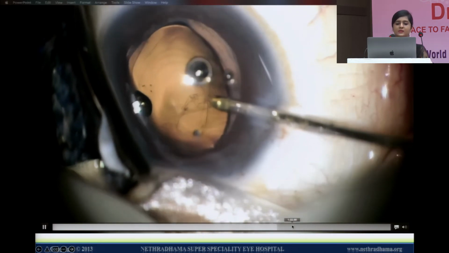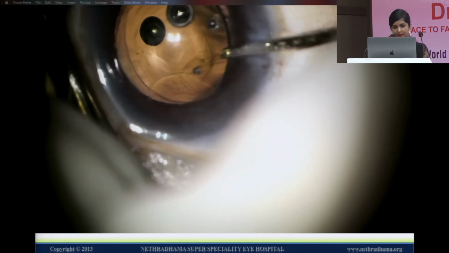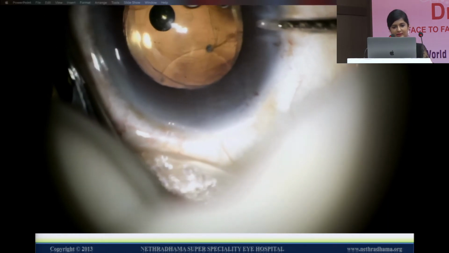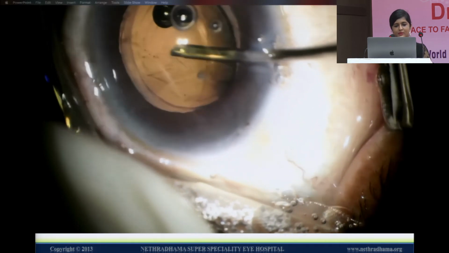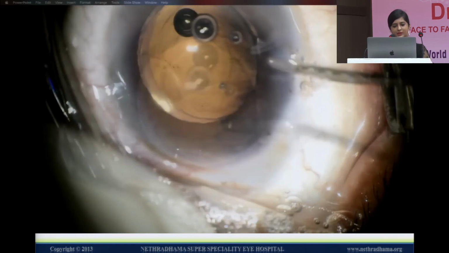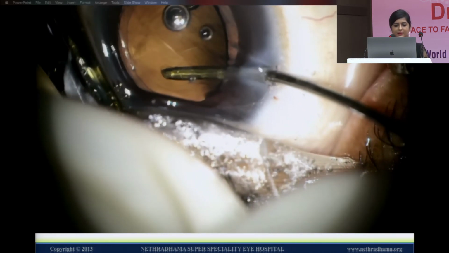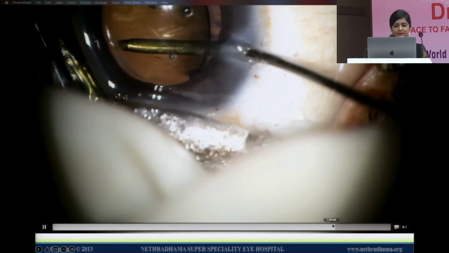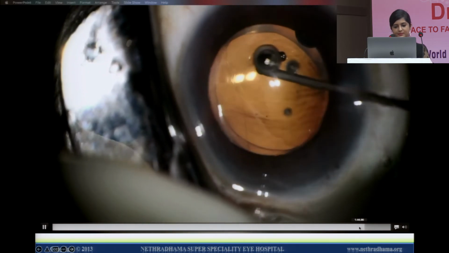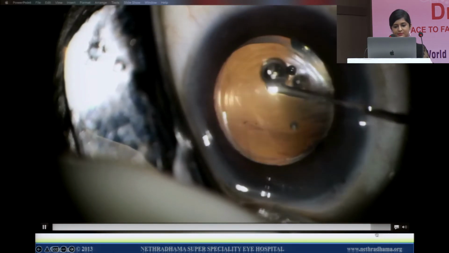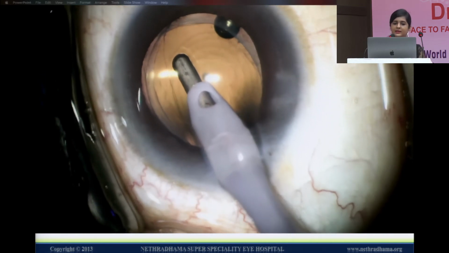So here what is being performed is an optic capture. The same multifocal IOL is being captured posteriorly. A very slow and deliberate posterior capsulotomy is performed to make sure that it doesn't run off. And the IOL is very carefully captured into that posterior capsulotomy. So we see that at the end of the case, the IOL is very stable and well centered.